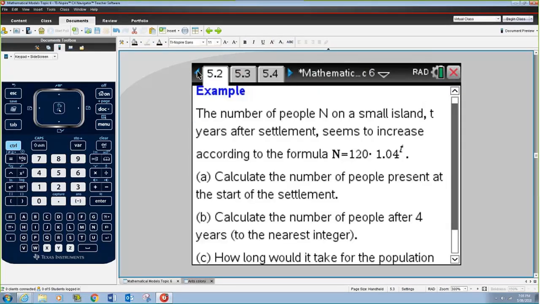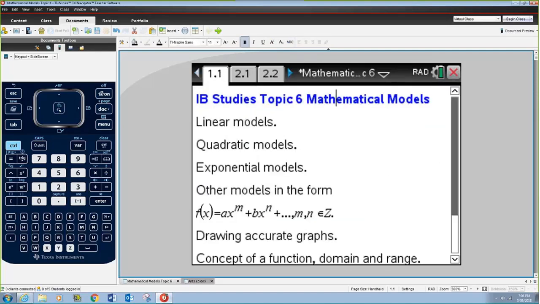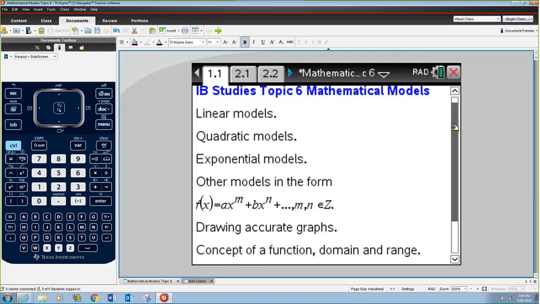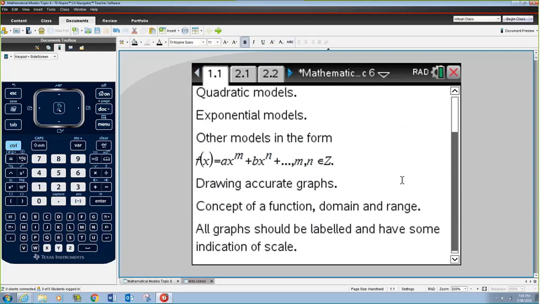So I will start with looking at mathematical models, and Joanna will look at introducing differential calculus. So these are the topics from the guide for IB Studies. We look at linear models, quadratic, exponential, and other functions of this form when m and n can be positive or negative integers. It's very important for the students to draw accurate graphs, concept of a function, domain, and range, and good habits when labeling the graphs with some indication of scale.